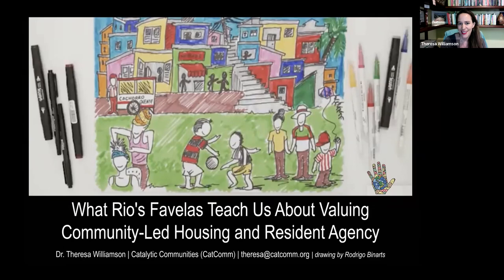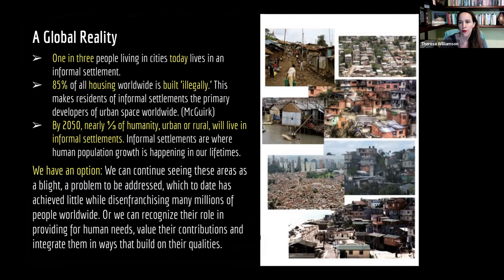So in the global context, one in three people today lives in an informal settlement. 85% of housing worldwide by some estimates is built illegally. And this is only going to expand in the next 50 years. The UN predicts about a third of humanity will live in informal settlements by 2050. And so there's a call to action in the work that we do, which is if we continue to see these communities as an inherent problem and as an aberration, when they're actually the way cities form, and they always have in some ways, pre-industrial, then we're going to be shooting ourselves in the foot. So urban planners need to really think about them in a different light.